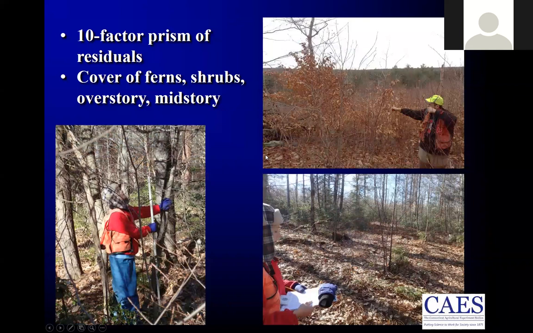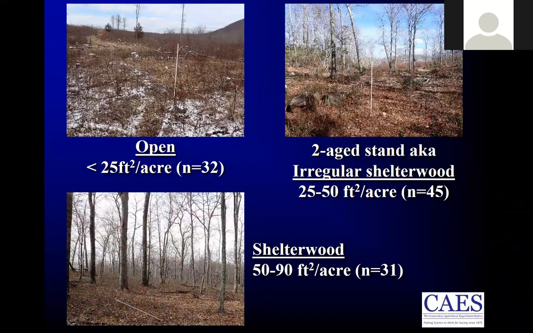We looked at some other things to assess the amount of residual overstory. We did a 10-factor prism on each one of the points. And we also looked at fern and shrub intensity. So the one thing you do need to know is we split the stands into three different categories.